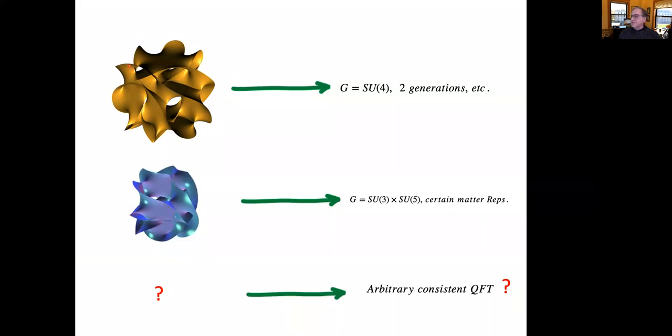Depending on what these extra six-dimensional spaces are, we get different physics in four dimensions. For example, one particular geometry of six dimensions might lead to the gauge symmetry related to the group SU(4), and it might have two generations of matter in it. Another choice of a six-dimensional compact space will give you a totally different group, SU(3) times SU(5), maybe with different matter representations. So the question arises: if I'm interested in arbitrary gauge symmetry with arbitrary matter content, can I obtain it by choosing some compactification of string theory?